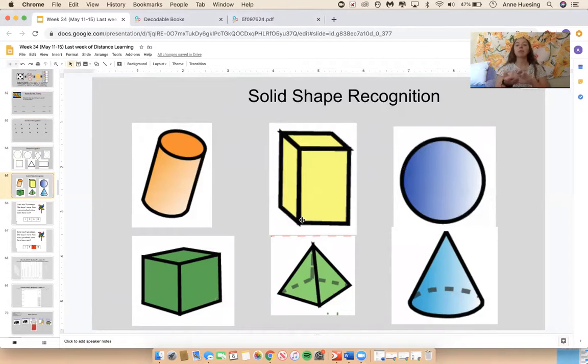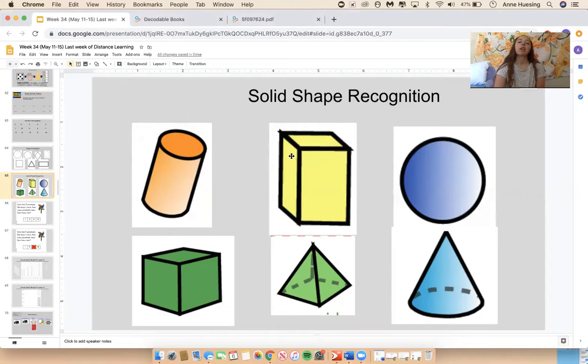Let's go ahead to our 3D shapes or our solid shapes. That means we can play with them. We can set stuff on them. We can move them around. Like a water bottle, you can move around and play with, right? That is a 3D shape or a solid shape. And an example of that is this shape right here. It's a cylinder. This orange one is a cylinder, like a Coke can or a water bottle. Those are both cylinders. Very good.